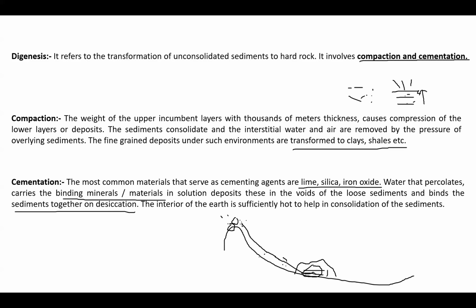This is called the diagenesis. The diagenesis includes two things: compaction and cementation. I hope you get the point. So based on the origin, sedimentary rocks are again classified into three groups.